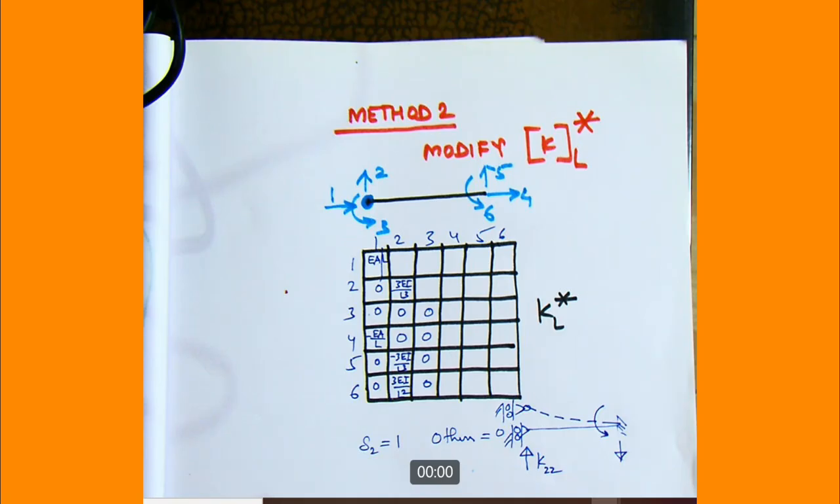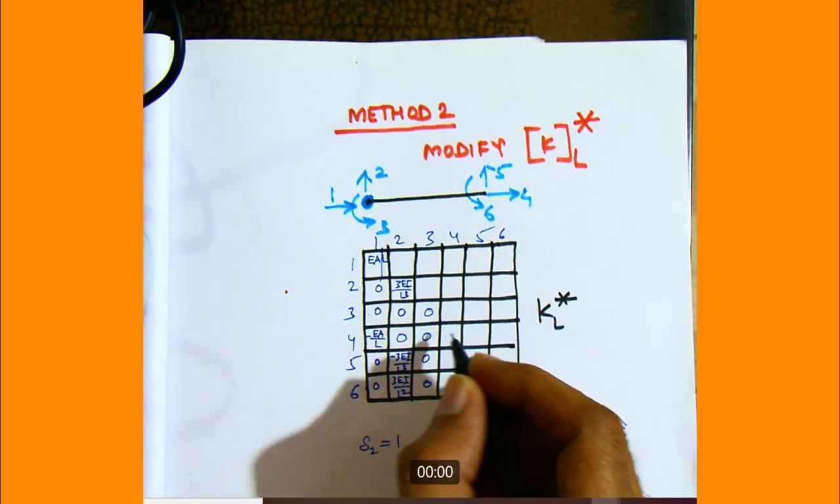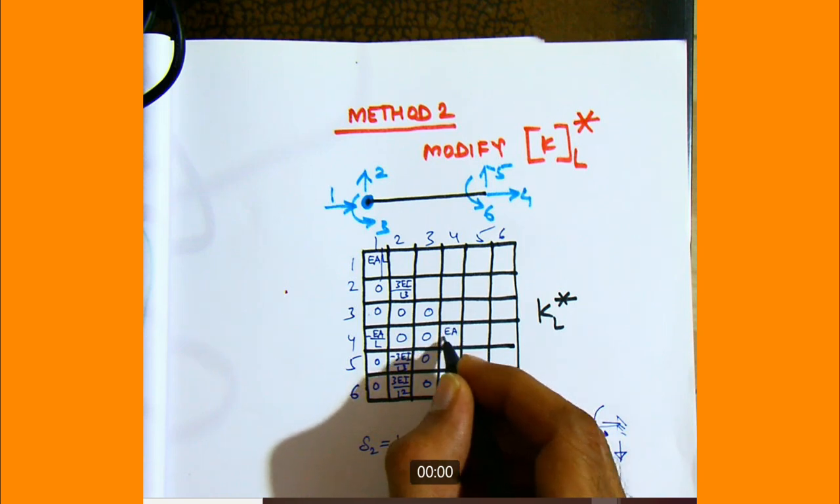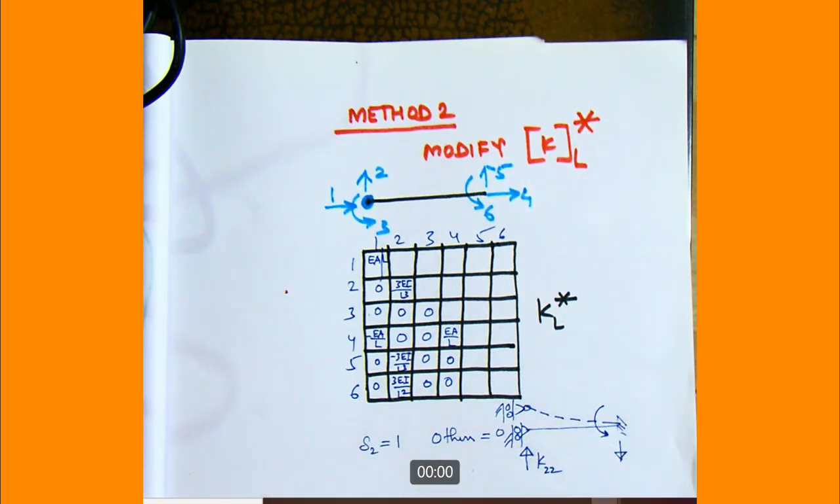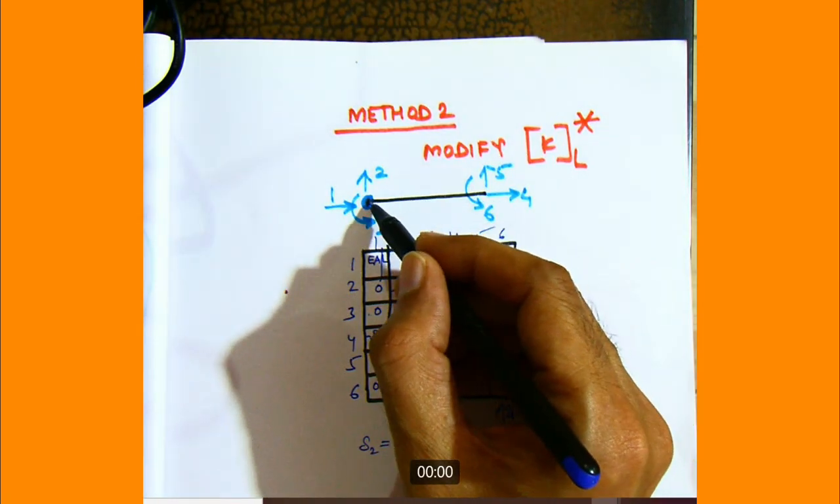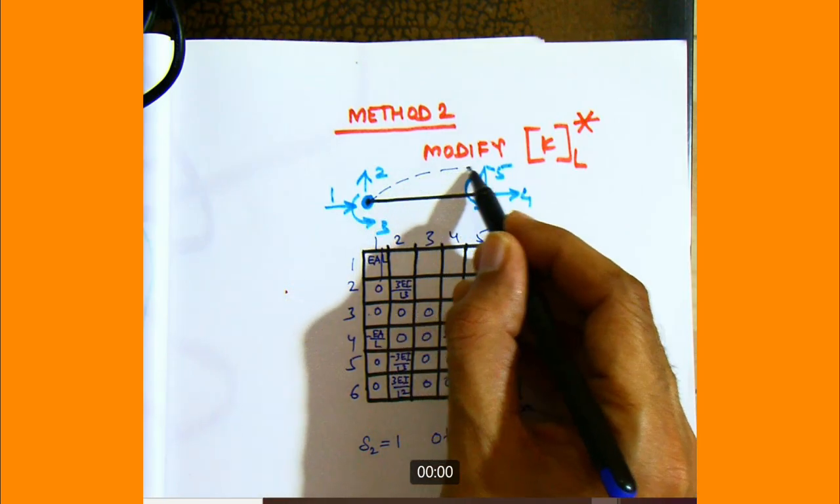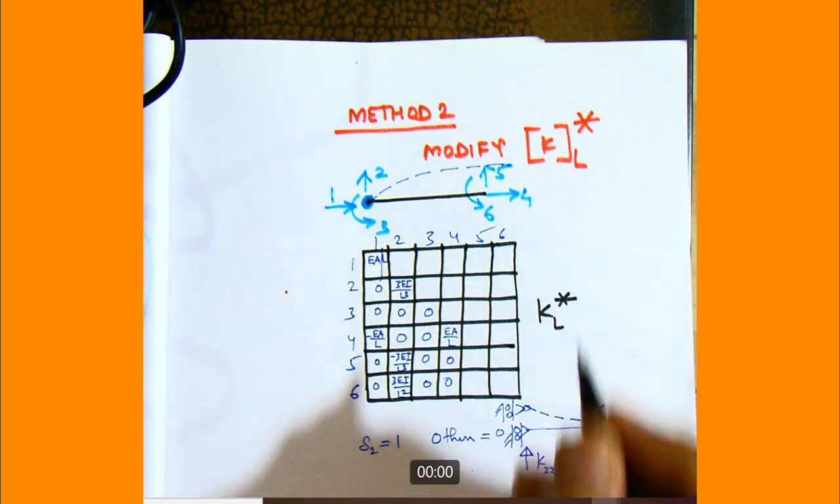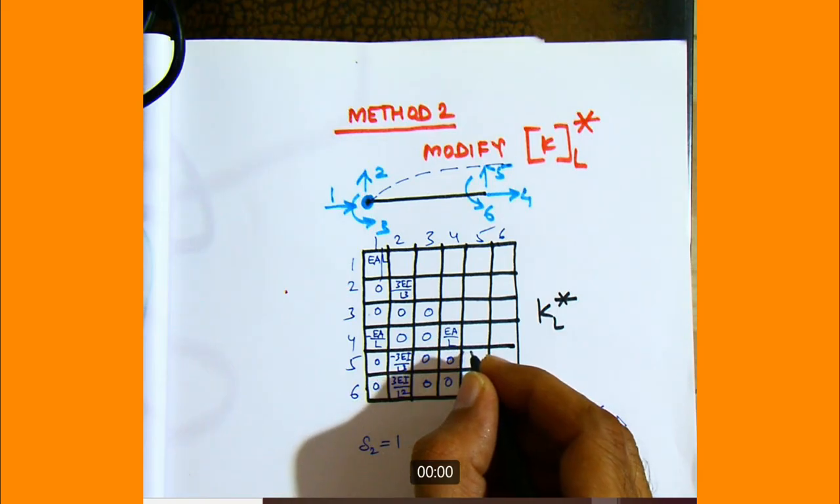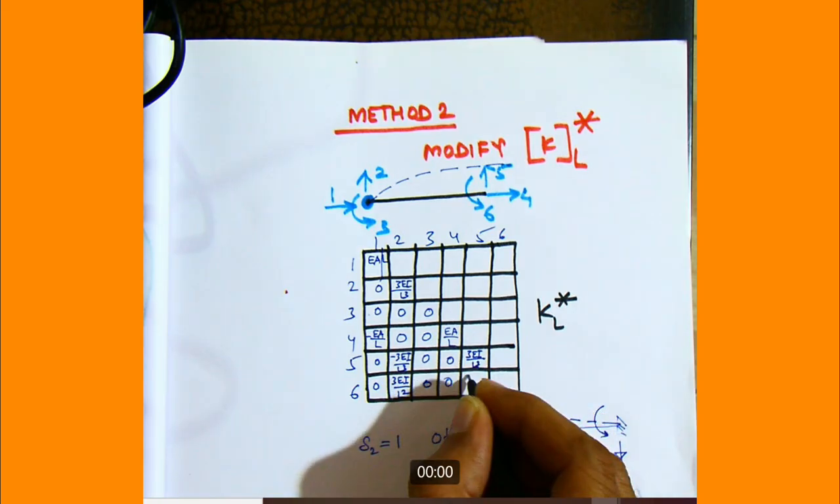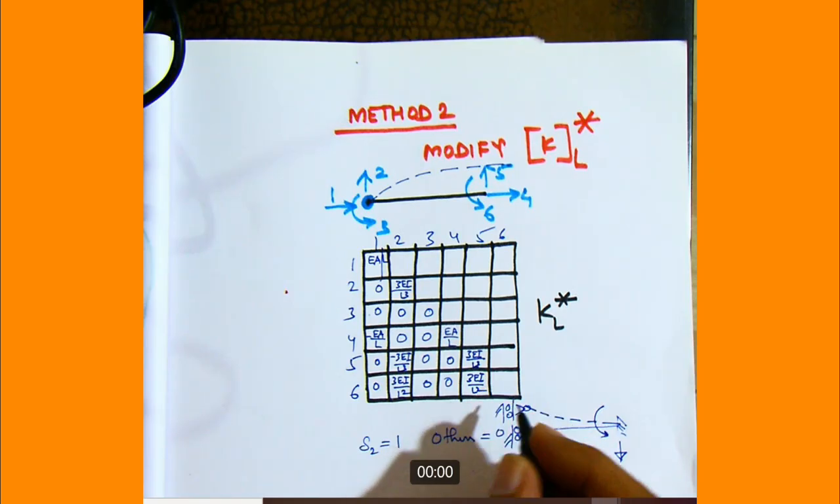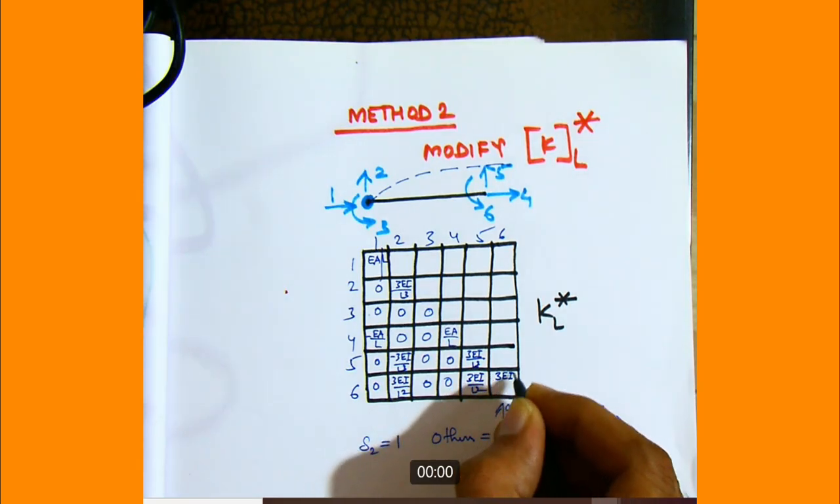Now 4 will be EA by L and 0 0. 5 will be that we have to give displacement in the other way, that is keeping this as hinge, so we give displacement like this. So this will again be 3 EI by L cube, and this will be 3 EI by L square. And what will be K66? K66 will be 3 EI by L from the slope deflection equations. So this is our modified stiffness matrix, and now we come to our structure.